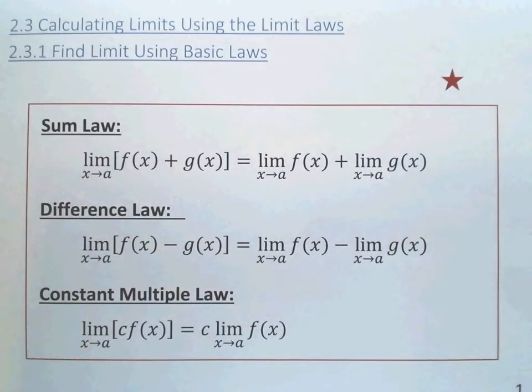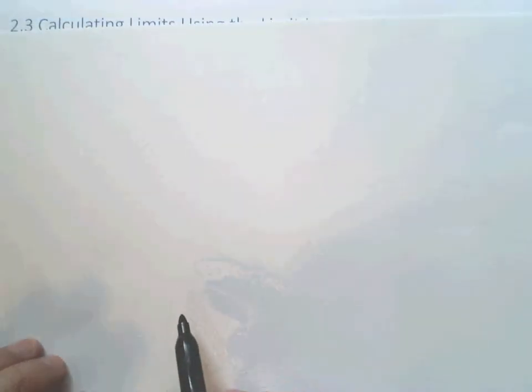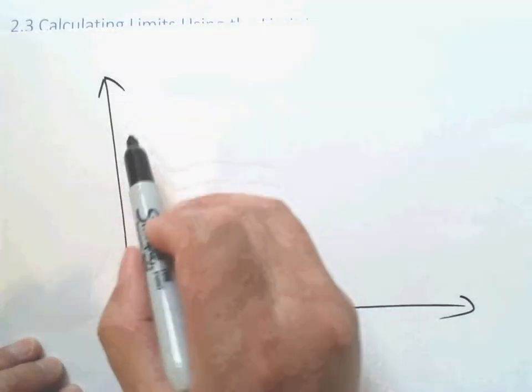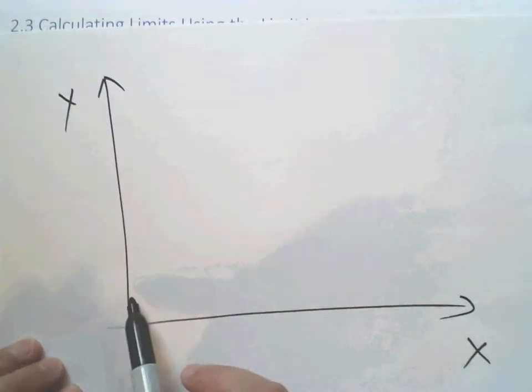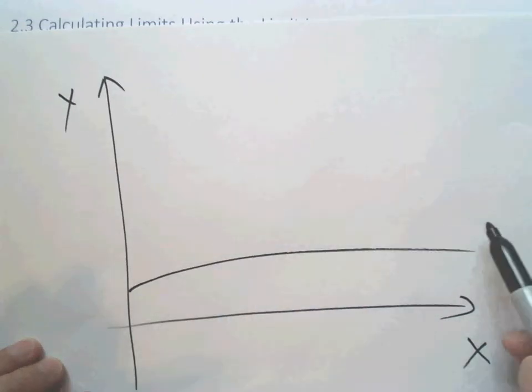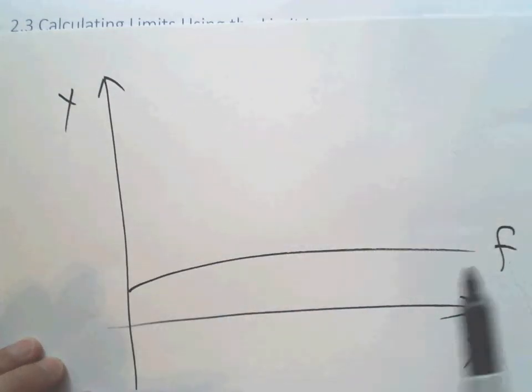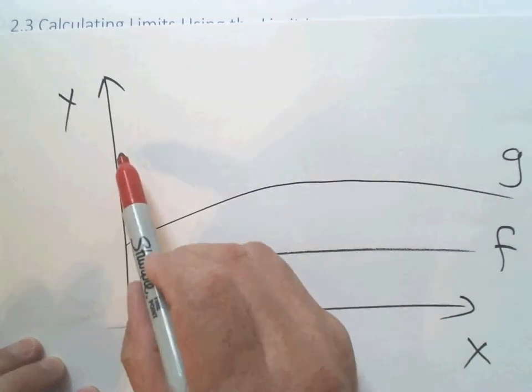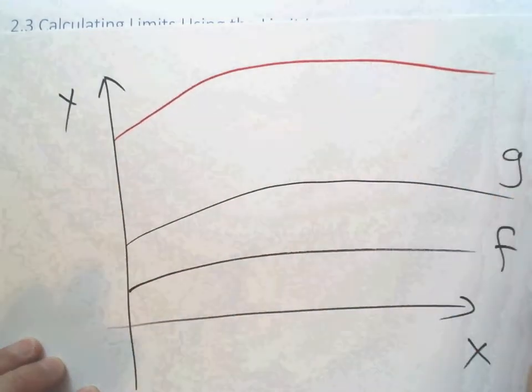So let me draw a graph for you here. For example, here's a function. That's y, that's x. If we have one function like this, this is f. If we have another function like this, this is g. Adding the two functions together, the sum of the functions is this, much higher, probably like this. We call this f plus g.